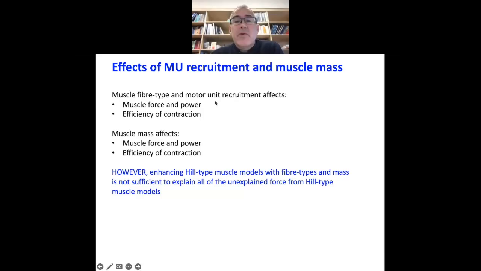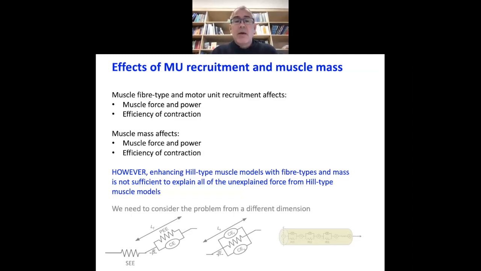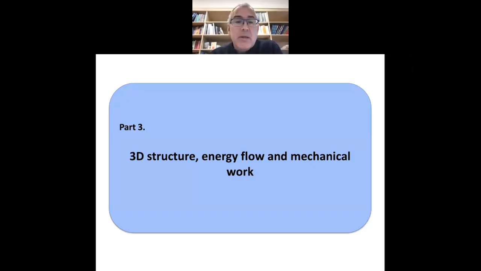Nevertheless, we can now wrap up the first two parts of the talk. We find that muscle fiber and motor unit recruitment affect muscle force and power and the efficiency of contraction. And muscle mass also affects muscle force and power and the efficiency of contraction. However, just enhancing Hill-type muscle models with fiber types and mass is not sufficient to explain all of this unexplained 50% of force that the Hill-type models are unable to predict. So maybe we need to consider the problem from a different dimension. And this now leads us into the third part of the talk, which is going to look at the 3D structure, energy flow, and mechanical work within the muscle.